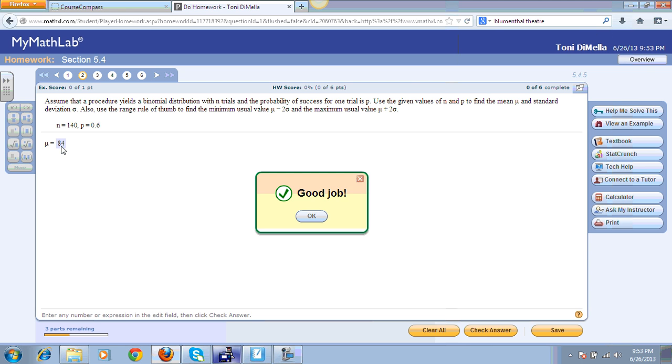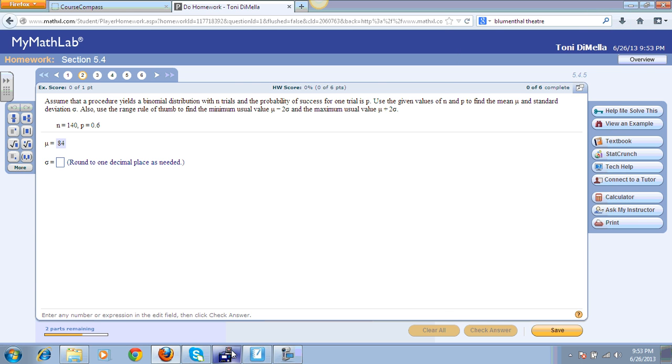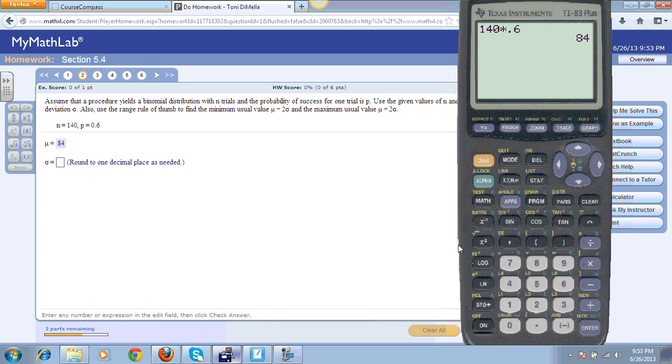If I want to know my standard deviation, I also have another little shortcut for that, so I don't have to run all those probabilities and then run 1-Var Stats. Standard deviation is the square root of N times P times Q. Now, Q is the disjoint of P, so it's the failure rate, if you will. So if P is 0.6, Q has to be 0.4. Multiply those numbers together and then take the square root, and you'll get your standard deviation. We'll go 1 decimal place, 5.8.